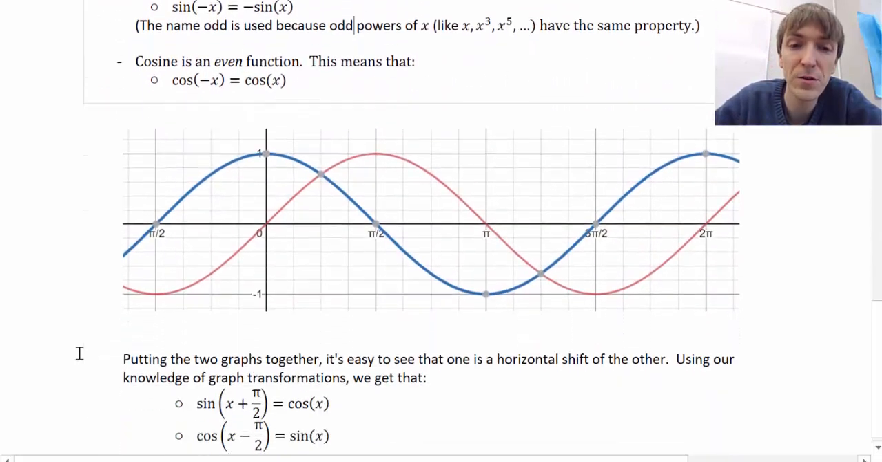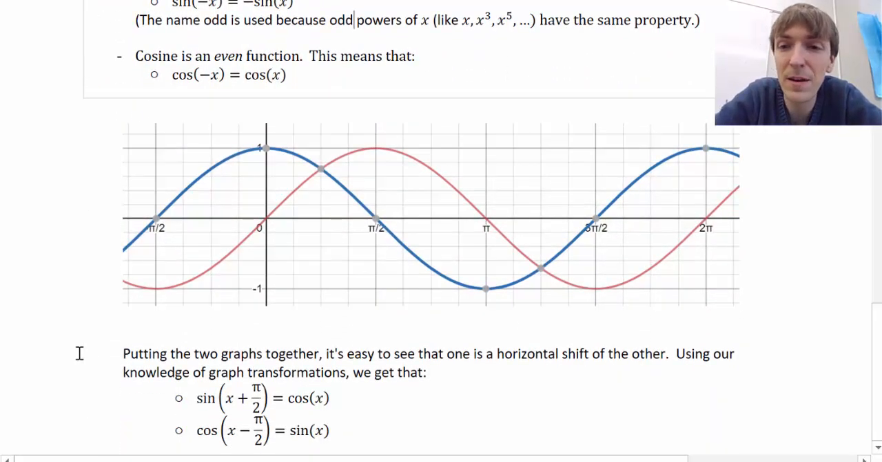All right, now if we put these two graphs together, we see something kind of interesting. We see that they're almost the same function, right? They both have so many similar properties. They're not the same function, but we can see that one function is just a horizontal shift of the other, okay? This means that for modeling purposes, the functions are almost interchangeable, right?